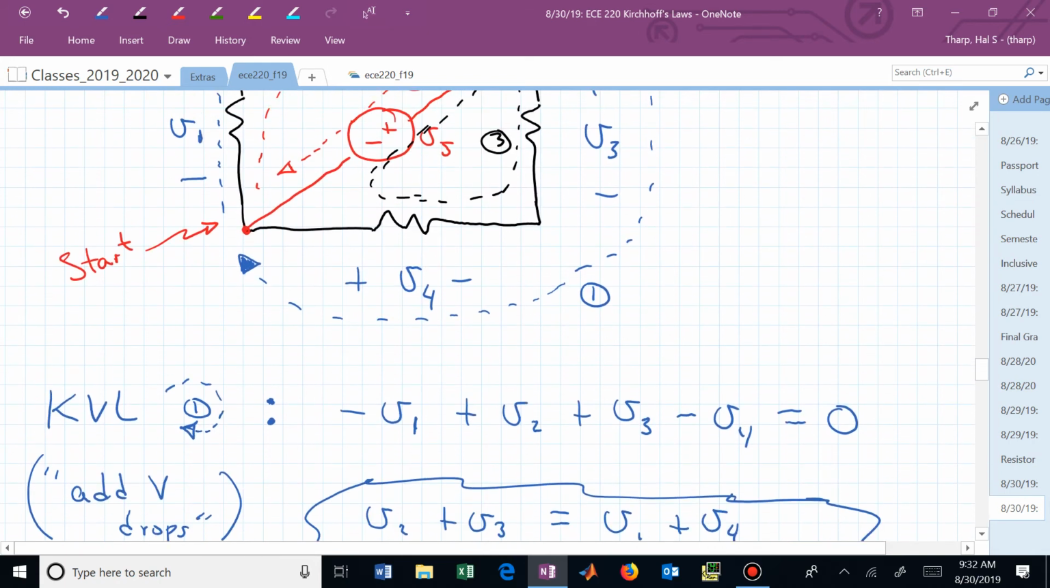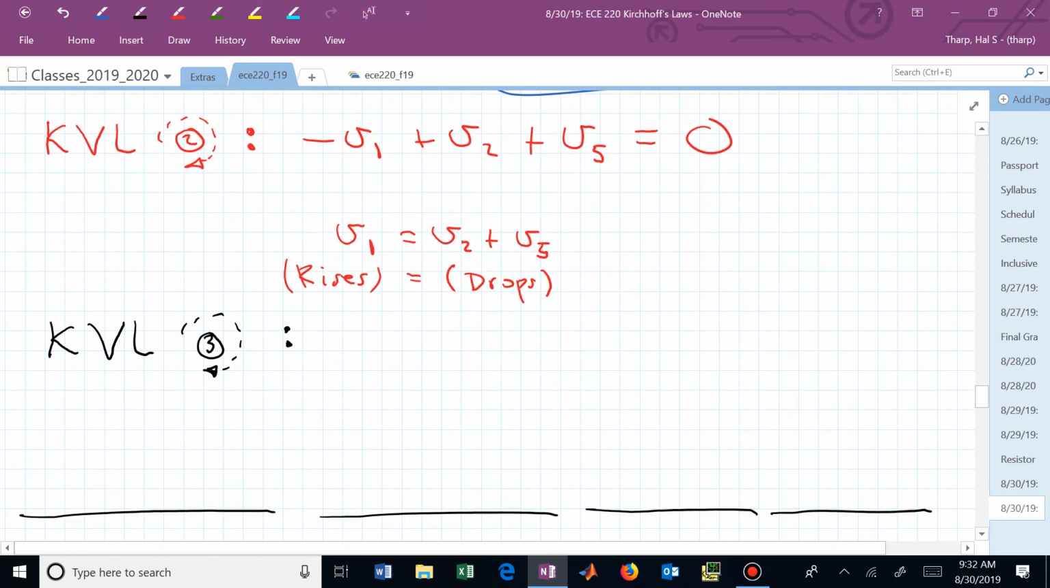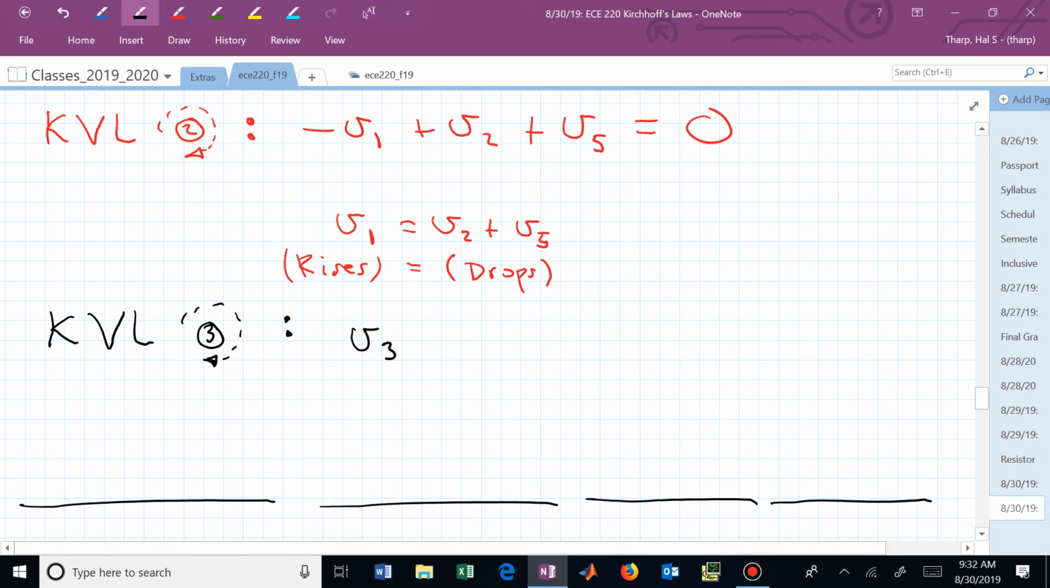But here, what do we have? We have V3 minus V4 minus V5 is equal to 0. And if we wanted to, we could solve that for V sub 5 if somebody wanted that, and that would give us V3 minus V4.